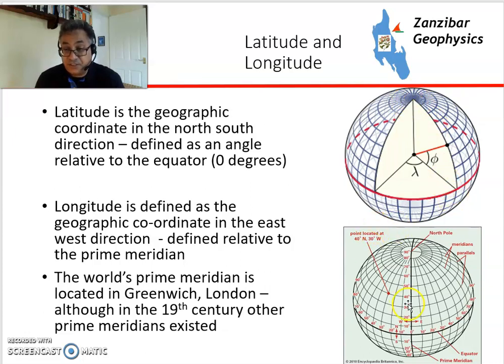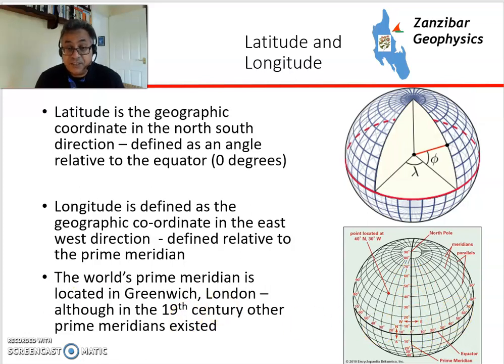Longitude is defined as the coordinates in the east-west direction. It's defined relative to a prime meridian. The world's prime meridian is in Greenwich, but if you look at some data from before the 19th century, before this was agreed, other people used other prime meridians. So you will have a certain degrees west and a certain degrees east.